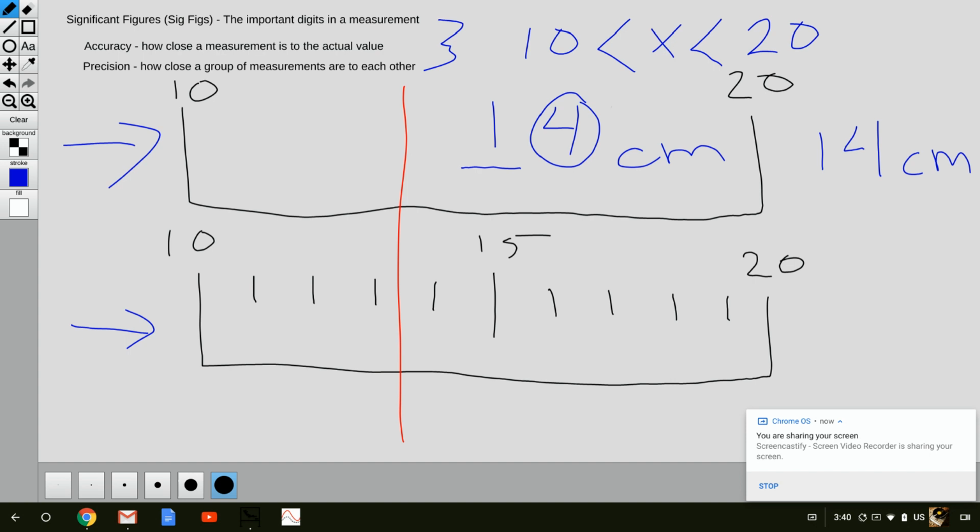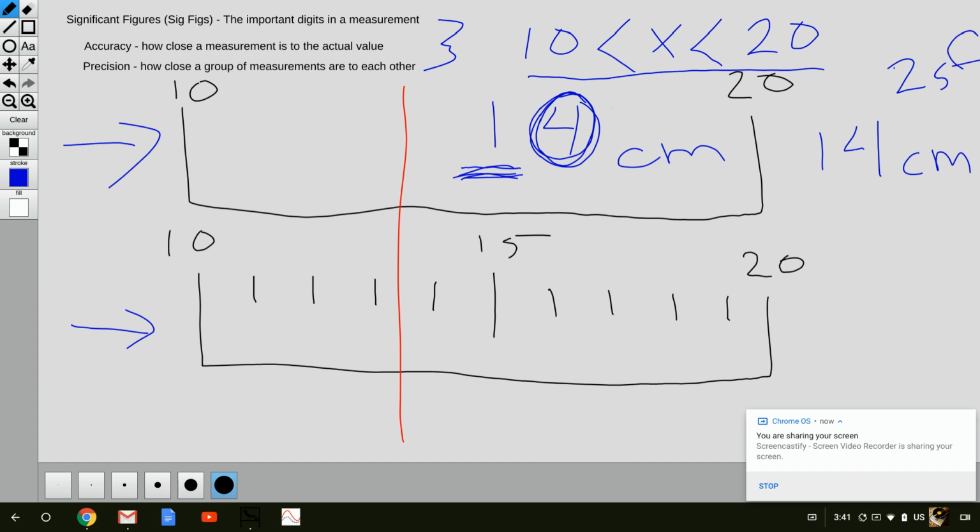If you take a look at our ruler there, what did we know? We knew that it was between 10 and 20. So the digit I was certain about was the tens place. I knew the 1. But I didn't know anything beyond that, so I had to estimate, use a best guess, and I guessed about a 4. So the measurement I got there was 14 centimeters. This measuring device gives us two significant figures.